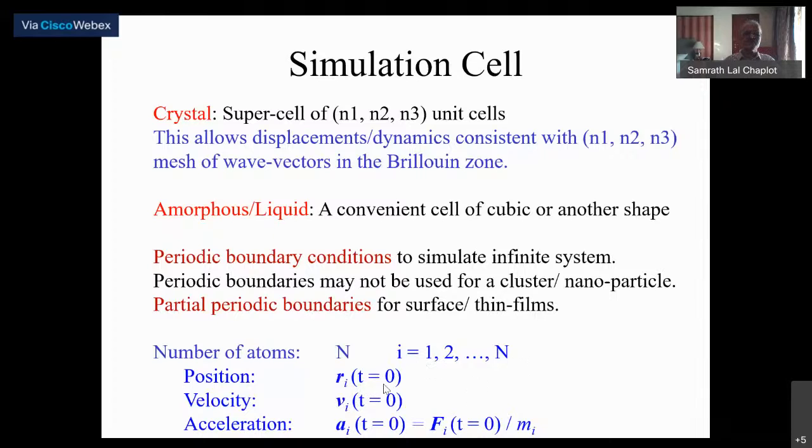The initial positions could simply be the equilibrium positions in the crystallographic cell. And in that case, at equilibrium positions, there will be no forces on the atoms. So I must give some starting values of the velocities for the system to start with. Normally one would give some random velocities consistent with the temperature.